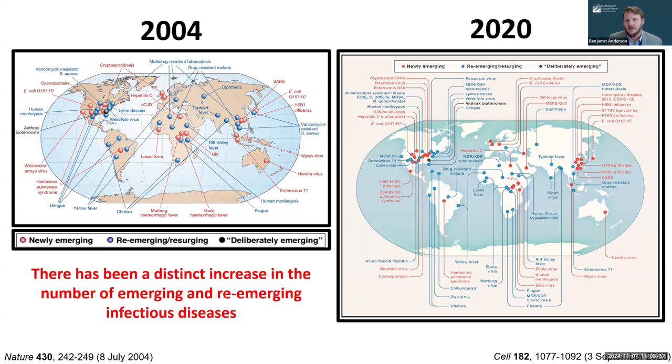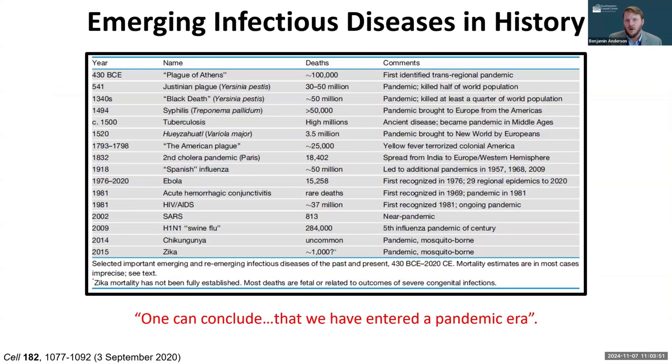Now, part of this increase has come from the advancement in technology. We are much better at detecting new diseases than we were even 20 years ago. However, some of this is also due to some other contributing factors. And in fact, when we look at historical records, particularly in the last 100 years, we have a clear, distinct rise in the number and frequency of emerging infections or re-emerging infectious diseases that have occurred. And so some in the emerging infectious disease research space conclude that we have entered what we call a pandemic era.